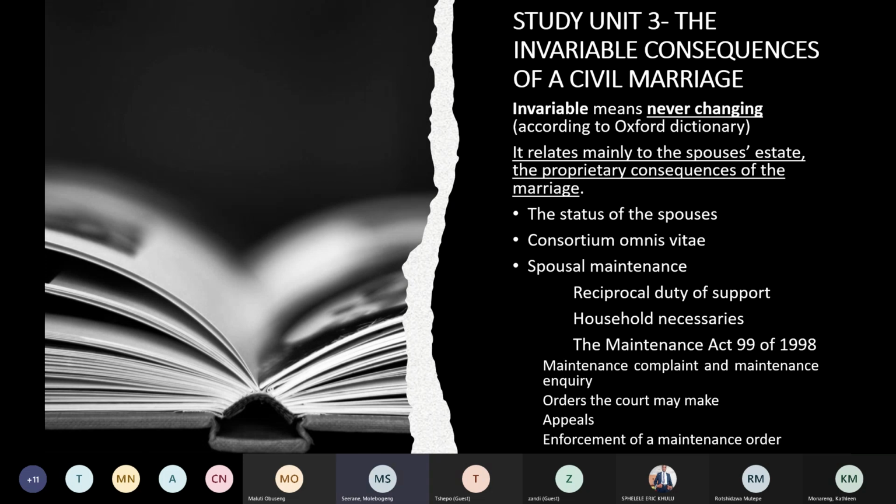The third invariable consequence of a civil marriage is spousal maintenance. In this spousal maintenance, there are 3 components. One is the reciprocal duty of support between spouses. The second one is the household necessities. And the third one is through the Maintenance Act. So we're going to start with the reciprocal duty of support between spouses.